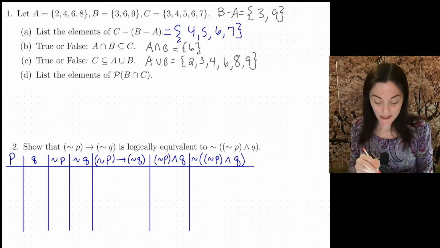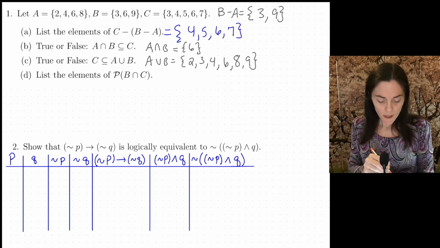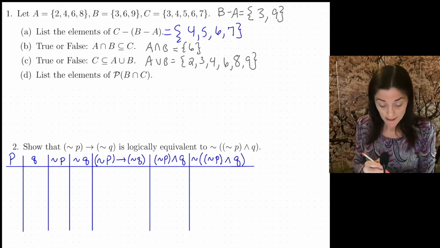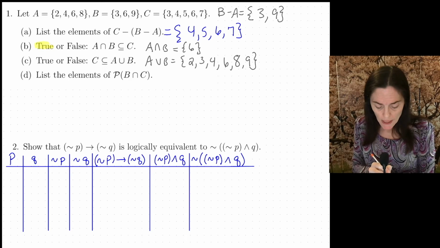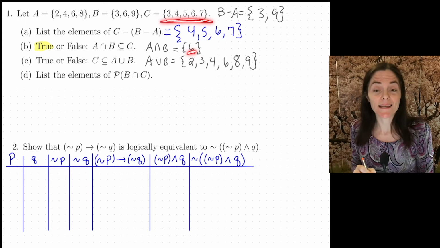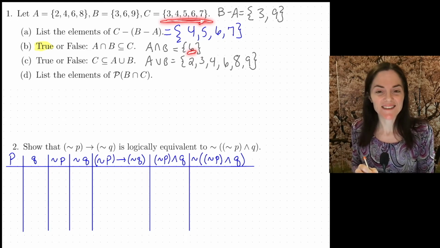Wonderful. Now this is quite straightforward to answer these questions. True or false? A intersect B is a subset of C. Yeah, this is true because here element 6 is contained in this set, right?